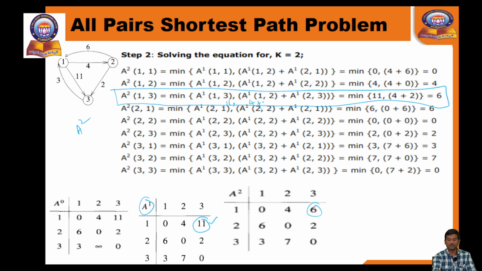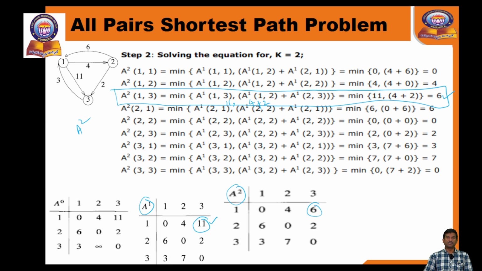A23 is equal to 2. So what is the minimum between 11 and 6? 6 is the minimum, and that is what we got. A of 1, 3 with the updated value equal to 6 has been included in your stage 2. This is your optimal solution. This is what the optimal solution says.